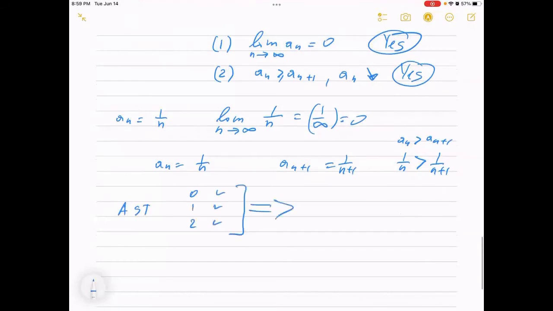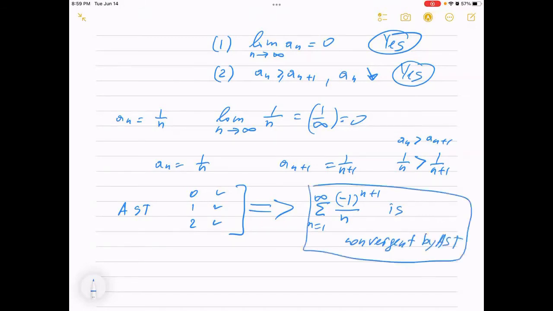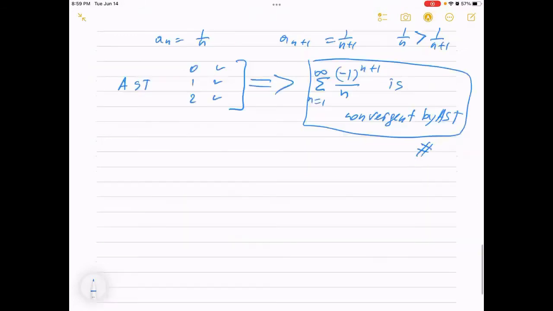Therefore, we can make a conclusion of AST, and the conclusion of AST is that the corresponding alternating series is convergent. So the sum of (-1)^(n+1) divided by n, from 1 to infinity, the alternating harmonic series, is convergent by AST. That's the first example. Let's try another.